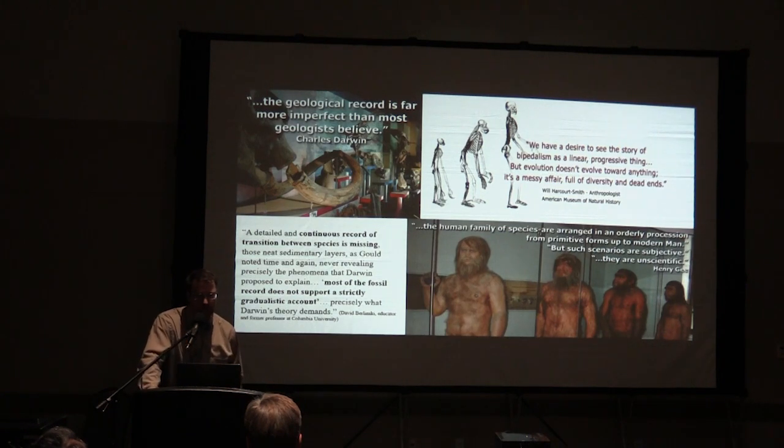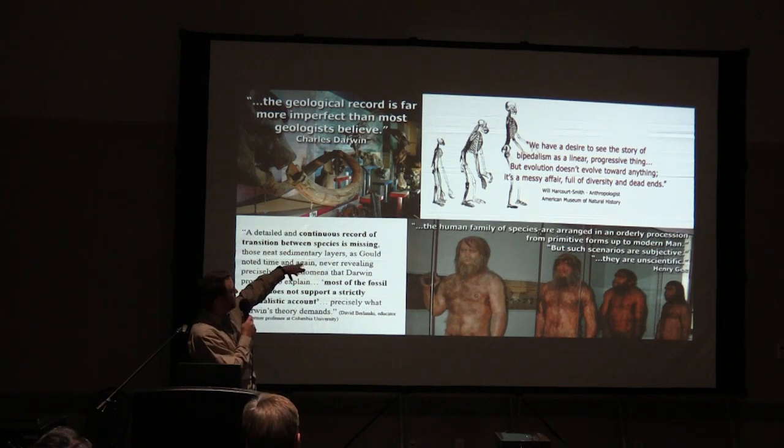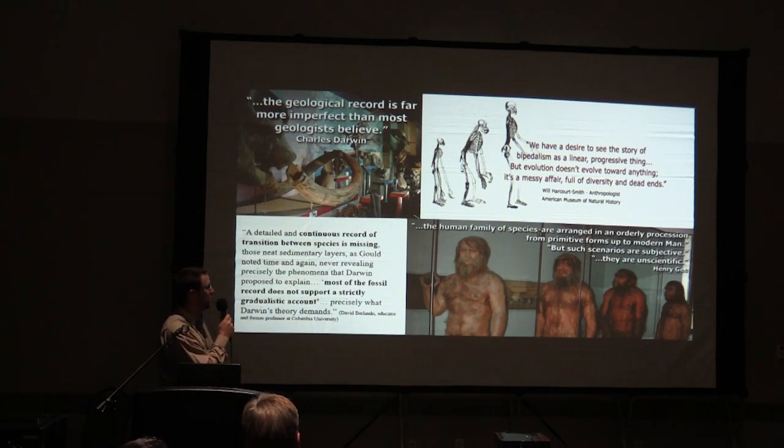So a little bit on human evolutionary biology. We have this idea that we go and look in the fossil bed and we can find, okay, here's great-great-grandpa Johnny and great-grandpa Joey and finally me. And that as you get up in the layers higher and higher, this is what you're seeing. But again, here's a scientist. He says, we want to see this linear progression, bipedalism development. But evolution doesn't evolve toward anything, really. It's a messy affair full of diversity and dead ends.